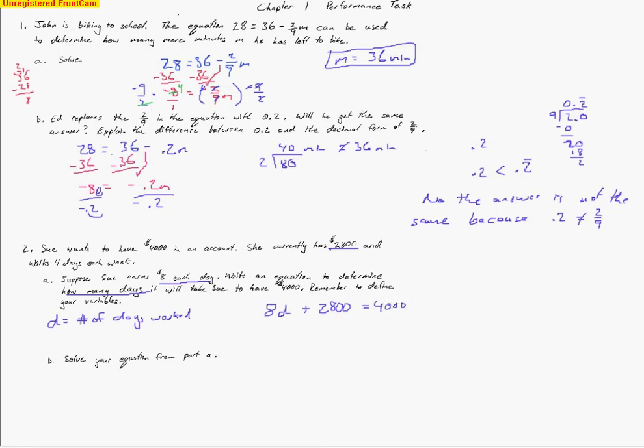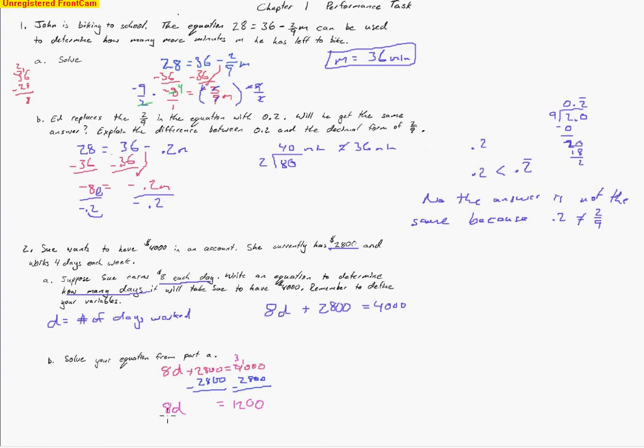Now they're saying, solve part A. We've already written the equation, so let's rewrite it again. 8D plus 2,800 equals 4,000. From this point, we're going to subtract that 2,800 from both sides. Then we can rewrite our equation. We've got 8D equals, and then I'll end up getting two zeros. I have to borrow a little bit here, and so we end up with 1,200 equals 8D.